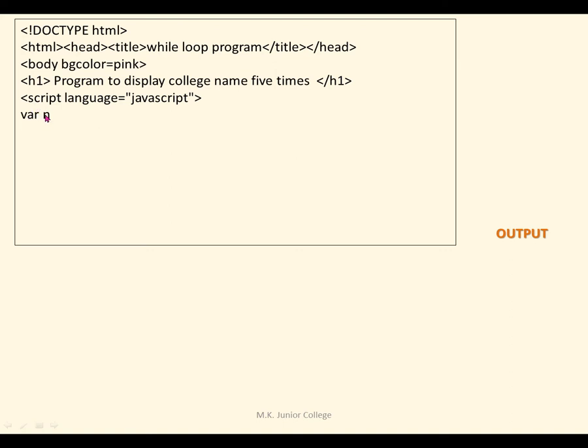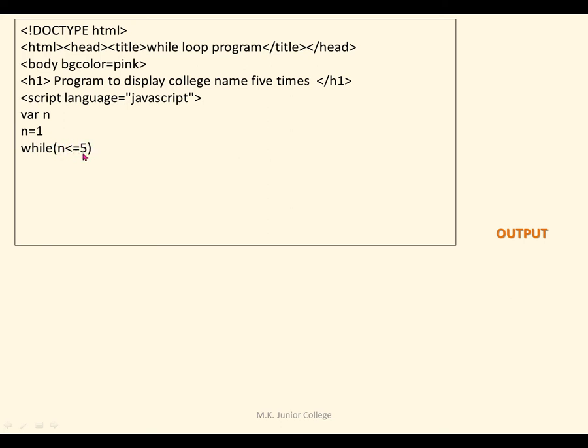Because I want to execute my block of statements 5 times, I need a counter. So I am declaring a variable n, which will work as a counter. I am giving n equal to 1, that means the initial value of this counter is 1. Then I am giving while, in brackets, n less than or equal to 5. This is the condition I am creating.